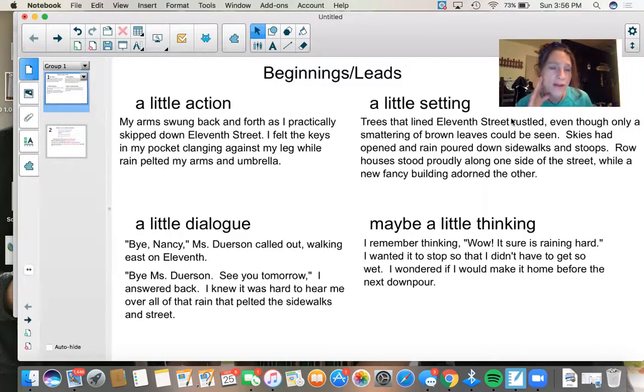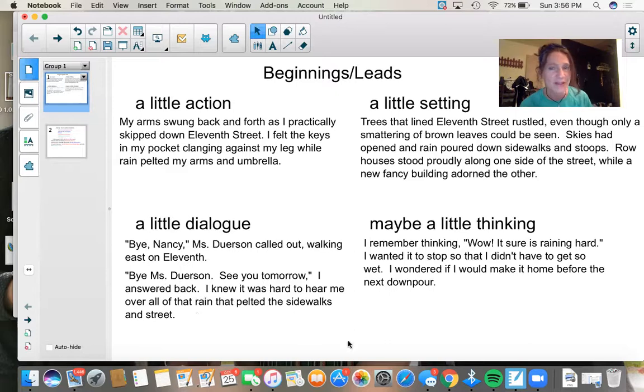Maybe you want to try a little dialogue. "Bye, Nancy," Miss Durson called out, walking east on 11th. "Bye, Miss Durson. See you tomorrow," I answered back. I knew it was hard to hear me over all of that rain that pelted the sidewalks and streets.